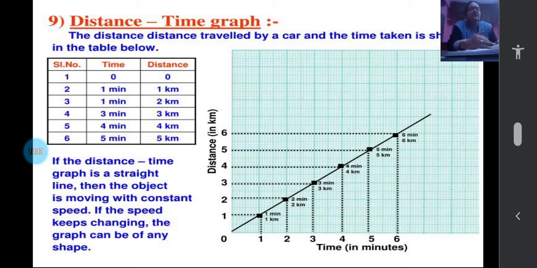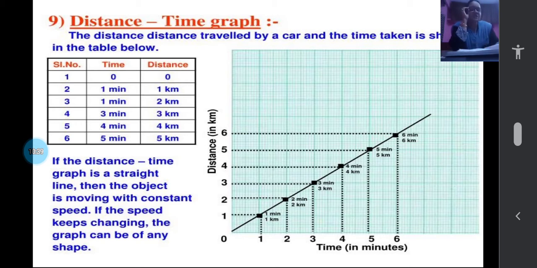Distance traveled is 1 kilometer and time taken is 1 minute. So 1 by 1. What is the speed there? 1 kilometer per minute. Yes. The second one, you take 2 minutes for 2 kilometers. So distance traveled is 2 kilometers for 2 minutes. Again 2 by 2. What is the speed there? 1 kilometer per minute. Again 3 kilometers, 3 minutes.